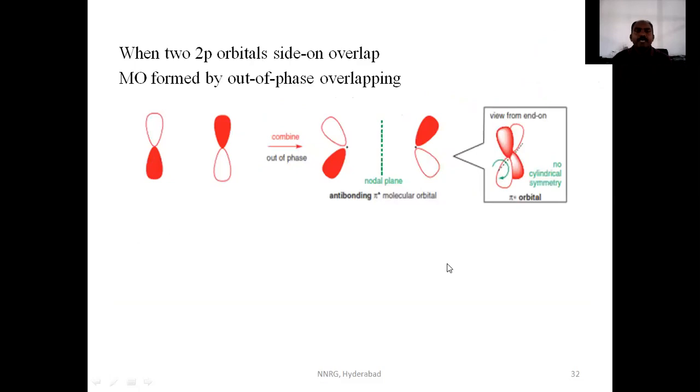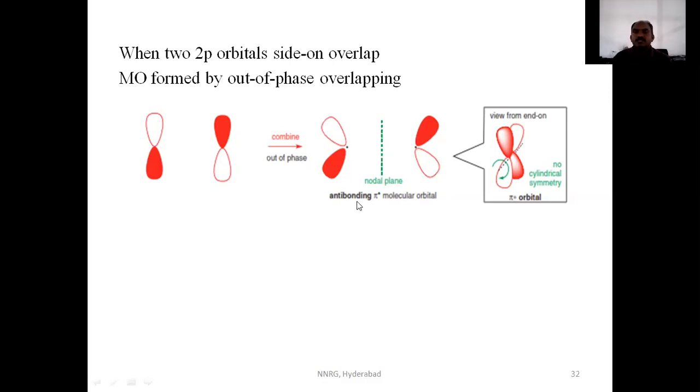When two p orbitals overlap side by side, there are two different types of overlapping: out of phase overlapping and in phase overlapping. When two p orbitals are in different phases, there is no attraction between them. When they combine, they repel each other, meaning electrons move away from each other. So there is no formation of a bond in side by side overlapping here.